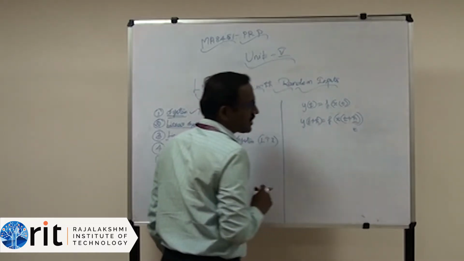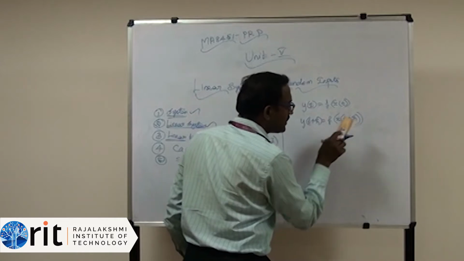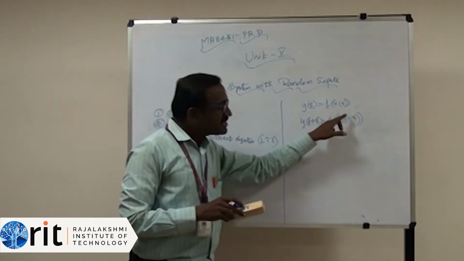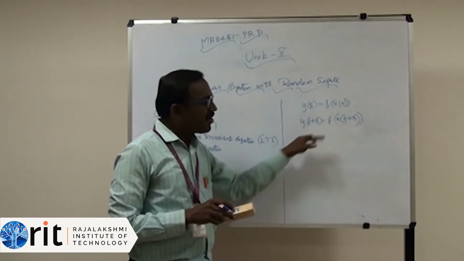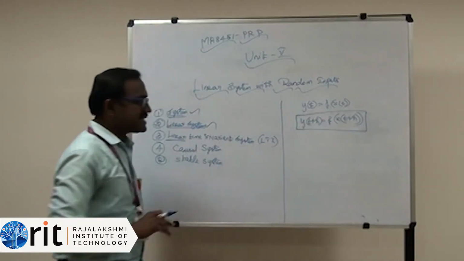Instead of h, we can also use some tau, the small changes in the time. So here, the shift change in the input is equivalent to the same shift change in the output. That's why you can say it is a time invariant system.